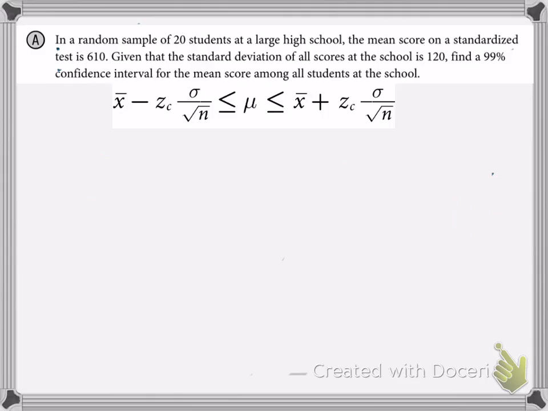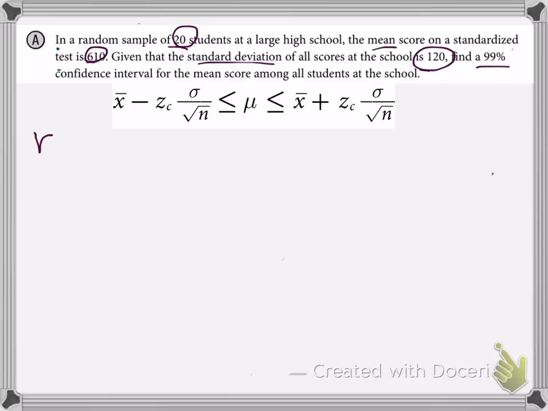So going on to our example, in a random sample of 20 students, so let's mark that because we're going to need that. At a large high school, the mean score is 610. Given that the standard deviation of all scores is 120, so that's our standard deviation, and a 99% confidence interval for the mean score among the students at the school. So we want to find a 99%.